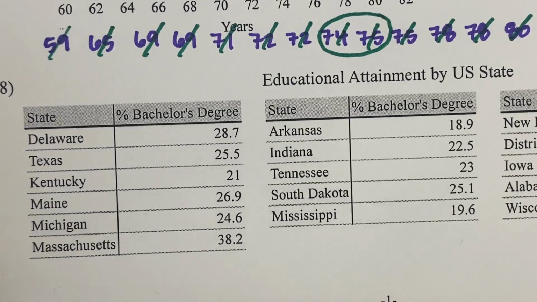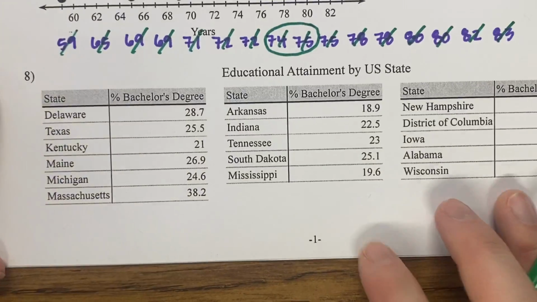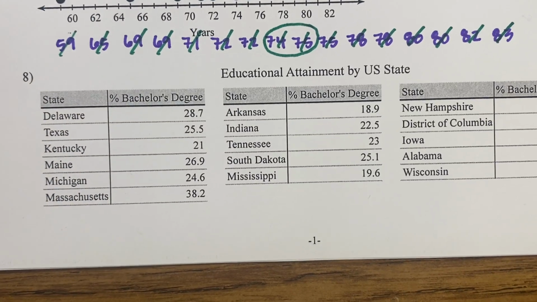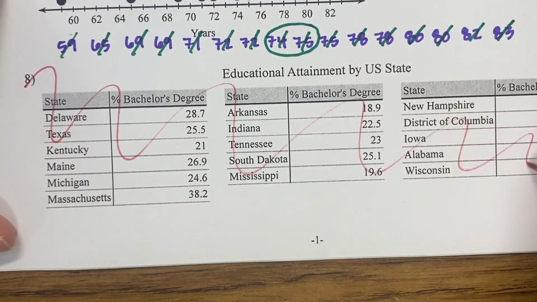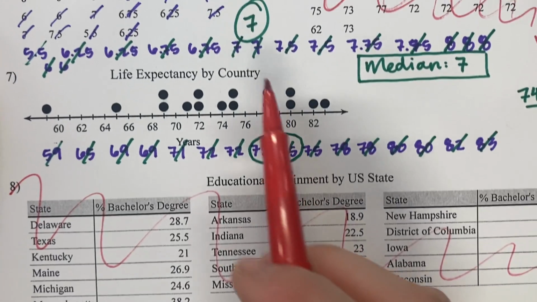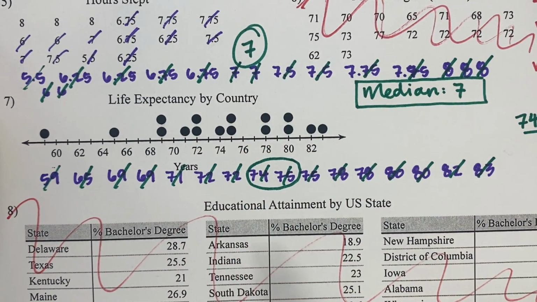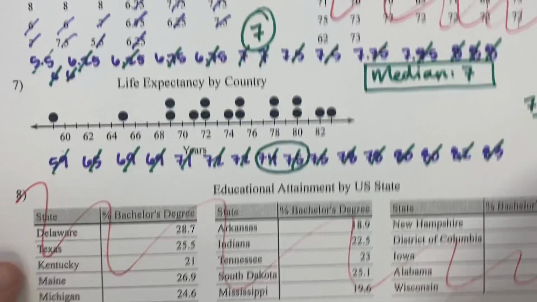Okay, I'm going to go ahead and skip number 8 as well. I think we get the idea that the median is just the number in the very middle. Okay, so let's go ahead, go to the next page.